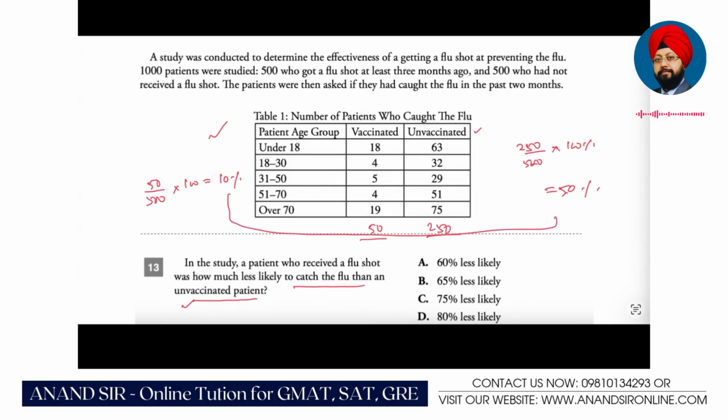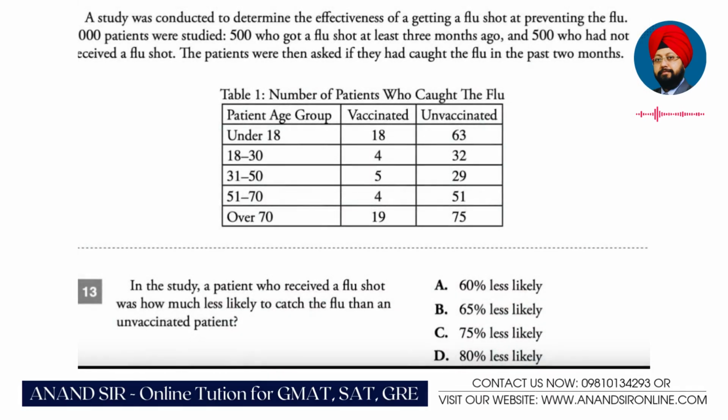Now the difference is what? The difference is 40. And as compared to this, it is 40 on 50, times 100. It means 80% less likely, right? So what he was asking, a patient who received a flu shot was how much less likely to catch the flu compared to an unvaccinated patient. So the unvaccinated patient is 50%, vaccinated is 10%. The difference is 40 out of 50, so that is 40 by 50 into 100, that is 80% less likely. Let us go to the next question.